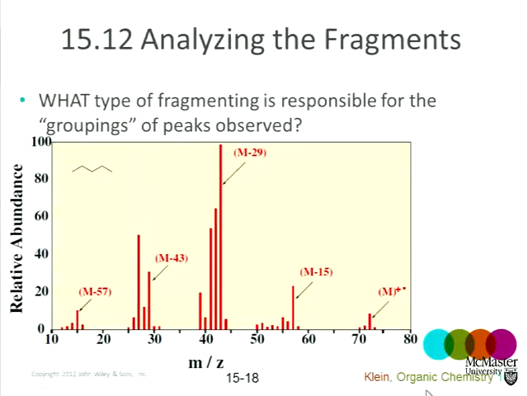M minus 15, that's loss of a methyl radical to make a butyl cation. M minus 29, that's loss of 2 carbons to make a propyl radical. Fragmentation of 3 carbons makes an ethyl radical, and we see that peak at M minus 43. And M minus 57 is actually formation of CH3+, the methyl cation.